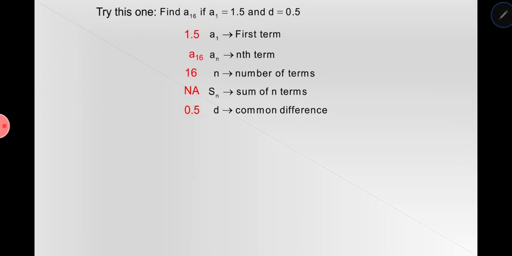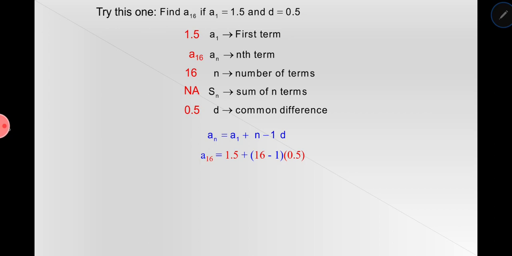Okay, so first term is 1.5. The nth term is A sub 16. The number of terms is 16. S sub n is not applicable since we will just find A sub 16 and the common difference is 0.5 by using the formula A sub n is equal to A sub 1 plus n minus 1 times d. We substitute the given data. Ano yung wala? So, A sub 16.